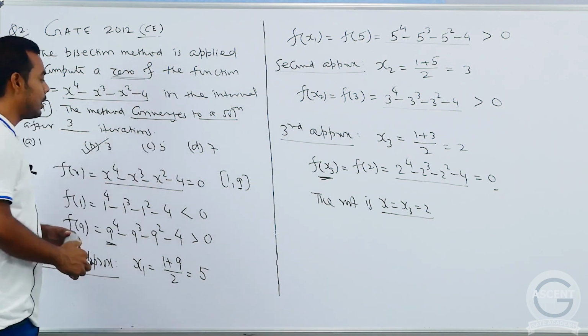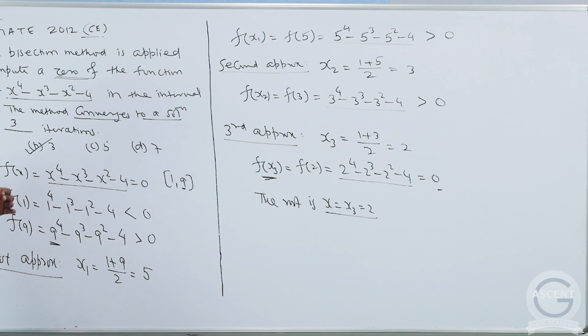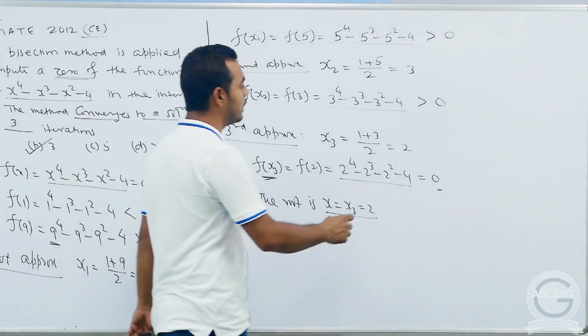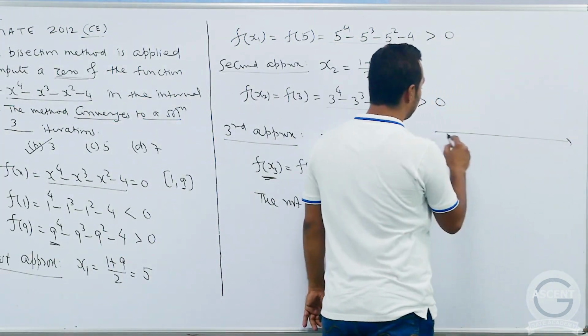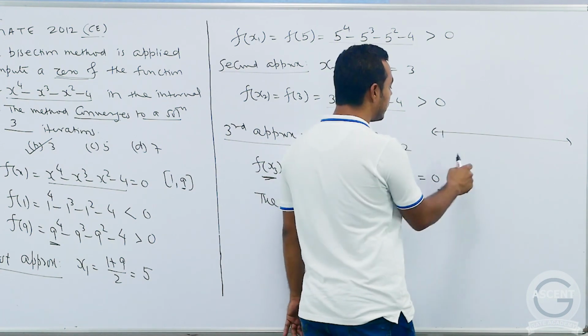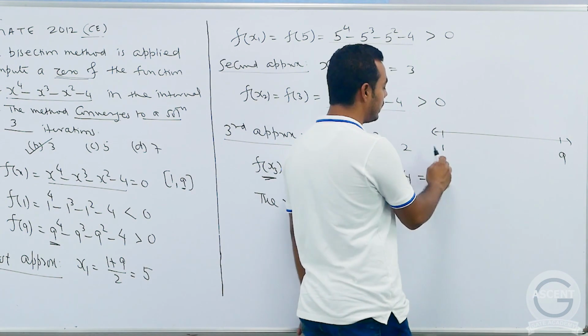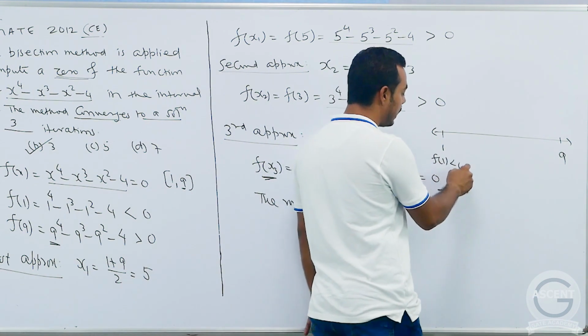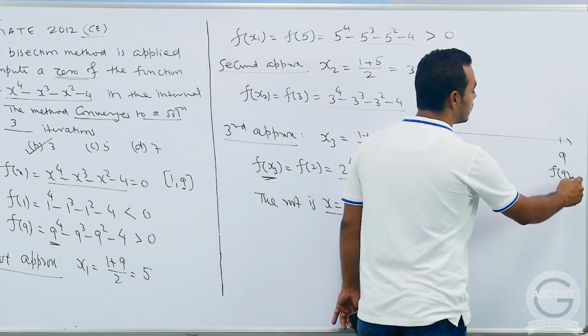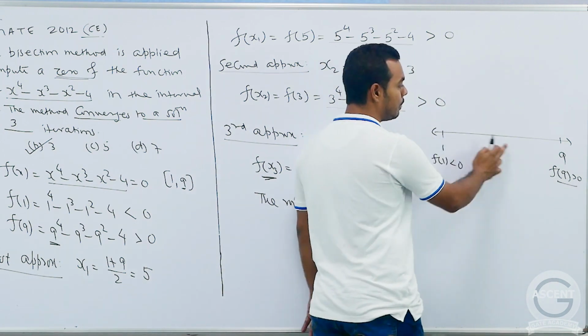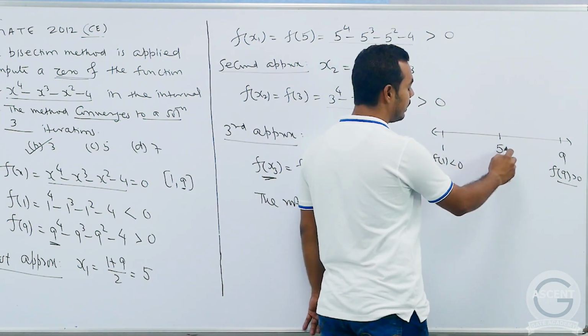In bisection method, you always have to see that you should take 2 points. At one point the value of the function should be negative, at the other point the value of the function should be positive. If you want to see this on a number line, then we had to find the root between 1 and 9. So first we calculated f of 1, this was negative, f of 9, this was positive. We calculated the midpoint of 1 and 9, so this will be 5.